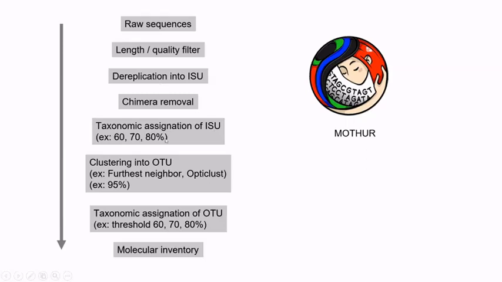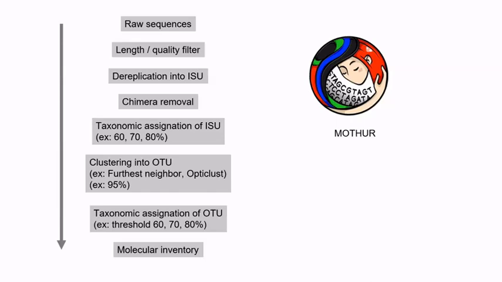You can use, I don't remember the percentage you use, Kelly, if it's 80% or whatever, it doesn't matter. So you make a taxonomic assignation with 80%, for instance. And then with this ISU, you may still have some mistakes. You can group them together into what we call an OTU with a certain percentage. Since in an OTU you can have several sequences, you have to check if each sequence belongs to the same species. So again here, you make a taxonomic assignation based on a certain threshold. And then you get your molecular inventory.